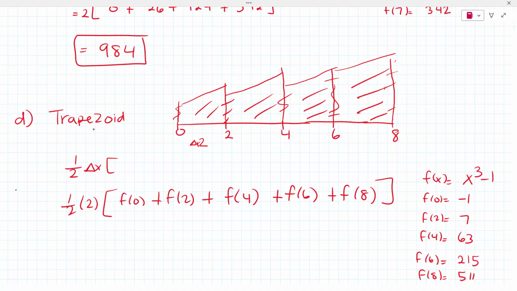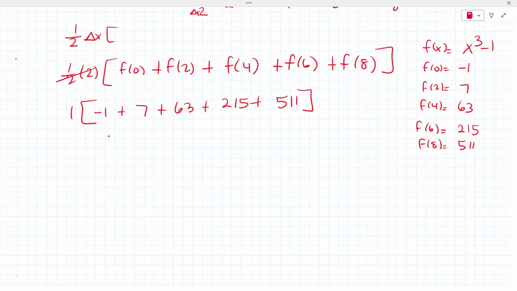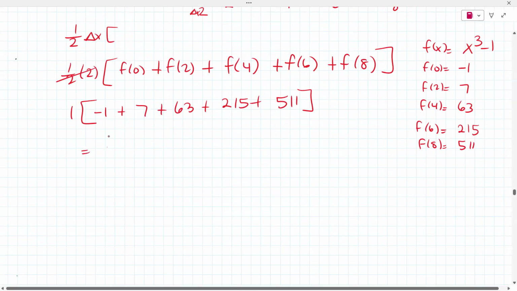Okay, put it all together. So 1/2 times 2, that just becomes 1. F of 0 is -1. F of 2 is 7. F of 4 is 63. F of 6 is 215. And then f of 8 is 511. Okay, put it all together. You should get 1080.